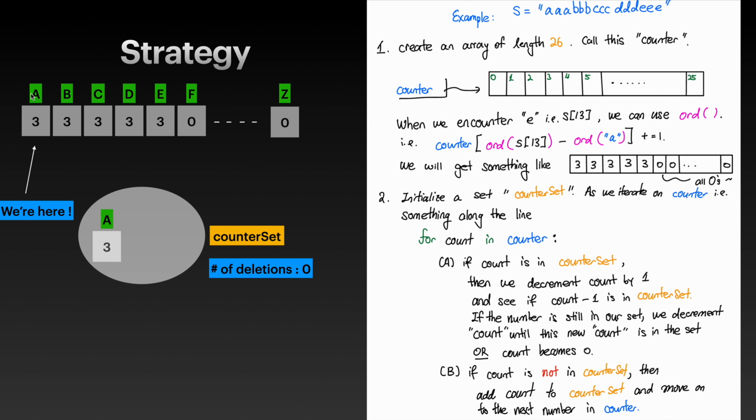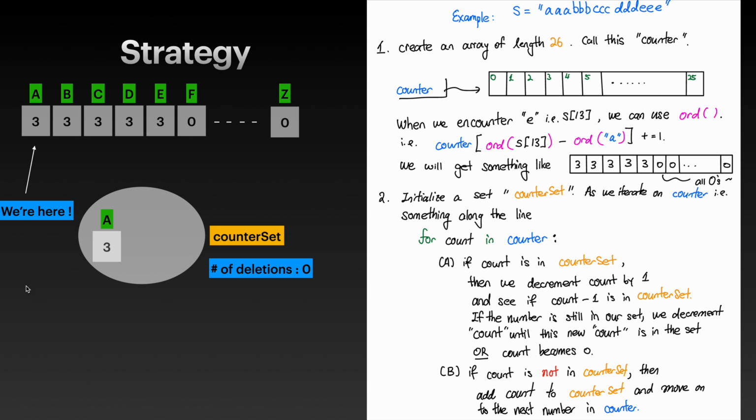And so we are on our first number, and because our counter set is empty, we just add this one to our counter set. And the number of deletions is 0 because we didn't do anything about decrementing these numbers. So the number of deletions is 0.